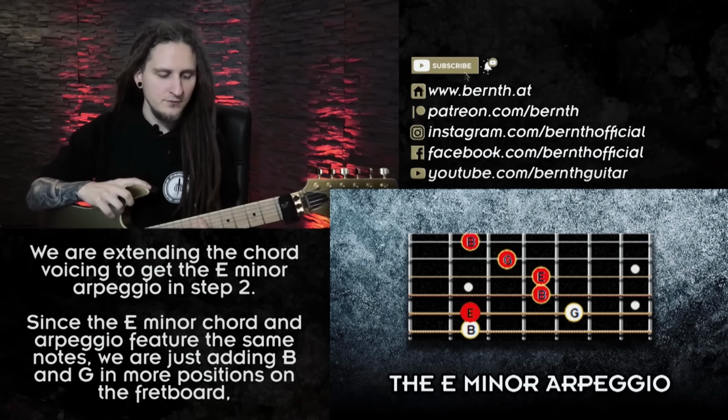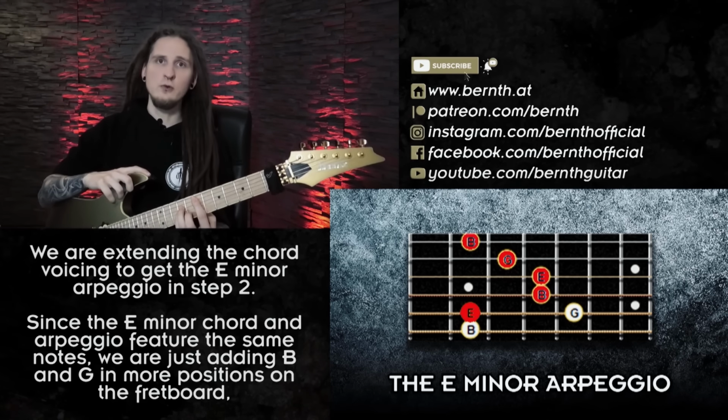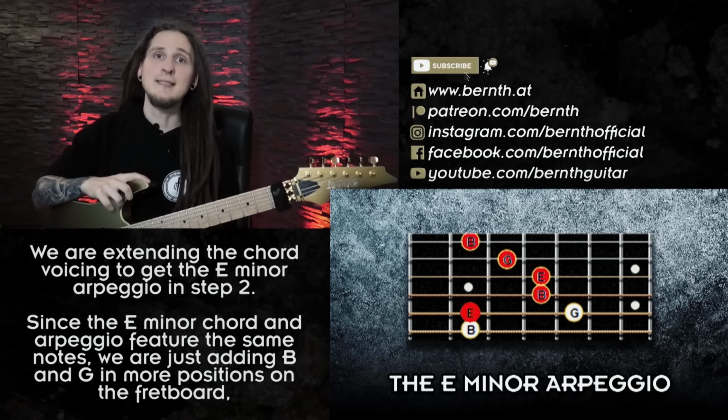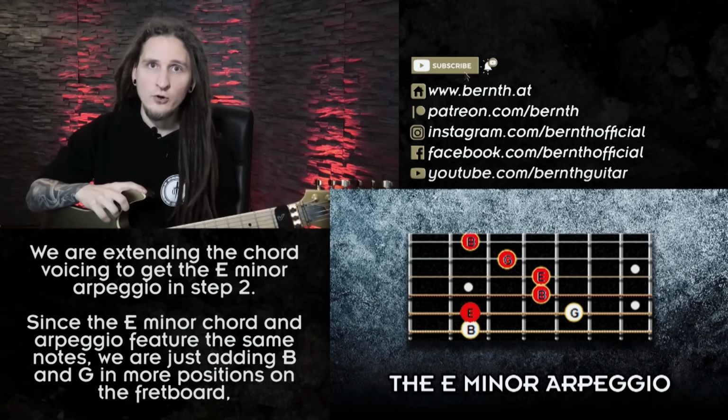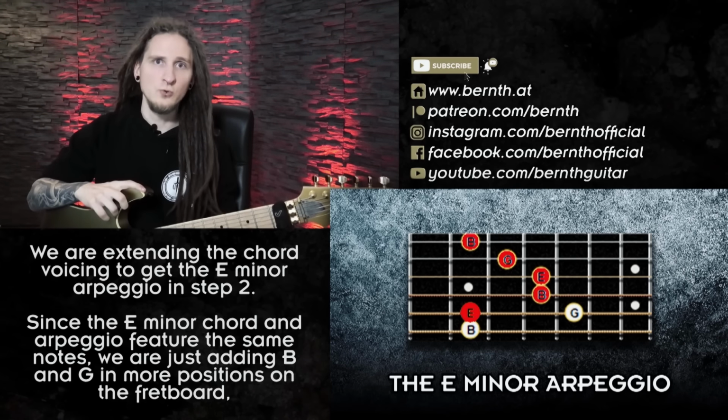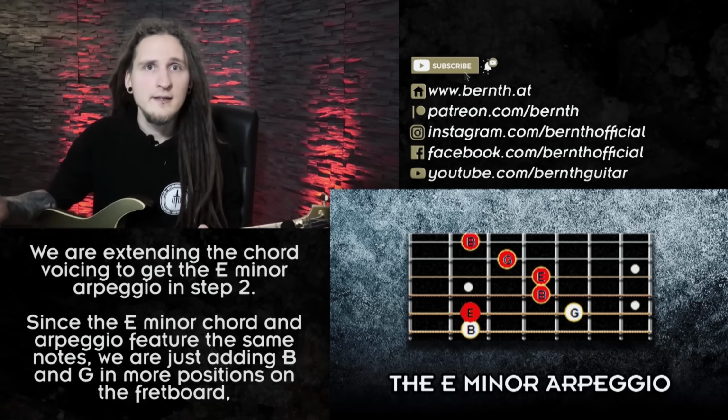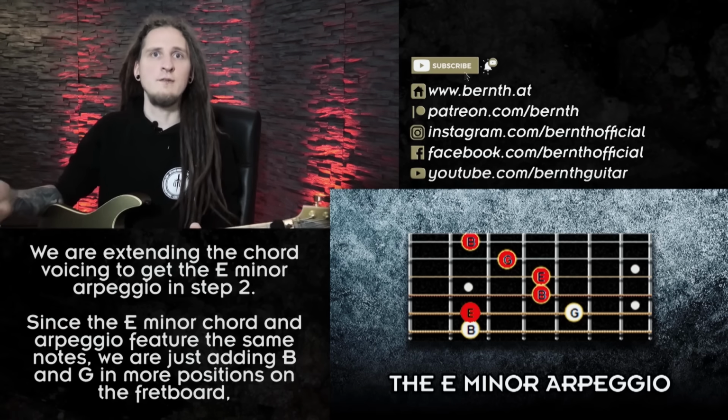So once again, I'm just visualizing this basic chord that I already know right here on the fretboard, and I'm extending it with the notes that I'm actually playing already in the chord, E, G and B, the root, minor third and perfect fifth, but I'm adding them in different positions on the neck to get a full arpeggio shape.